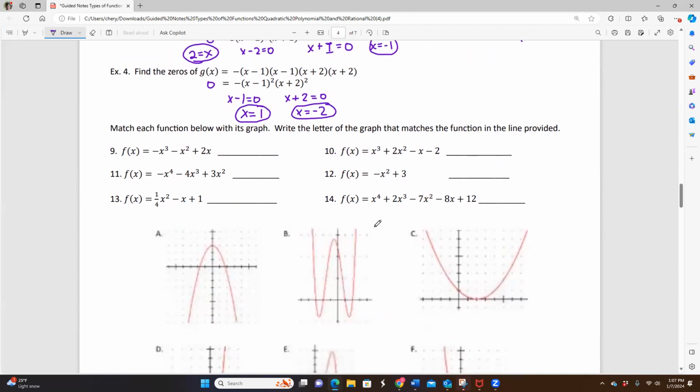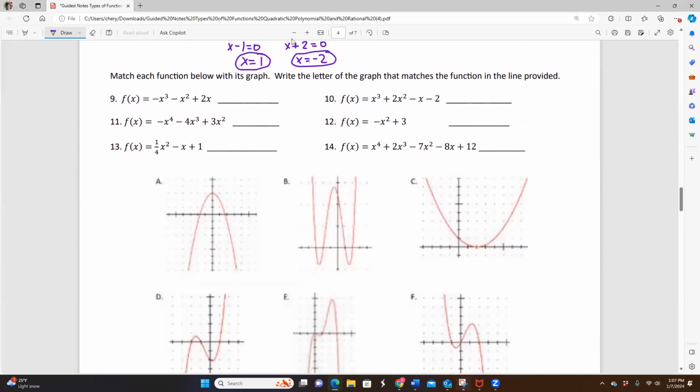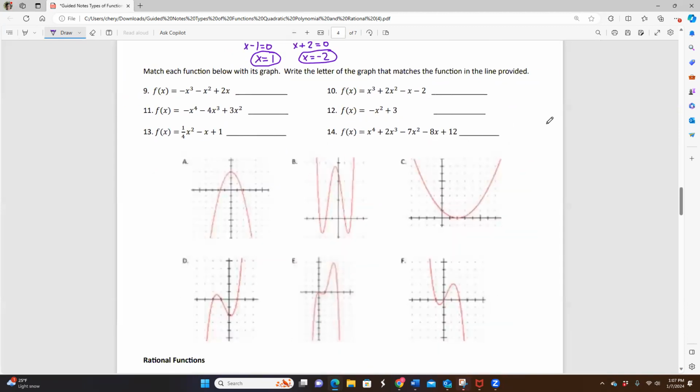Let's go back to trying to match some of these equations with graphs. So in problems 9 through 14, we're trying to identify which graph matches which equation. So take a moment and let's try to find problem 9 and 10. Then we'll look at them together.